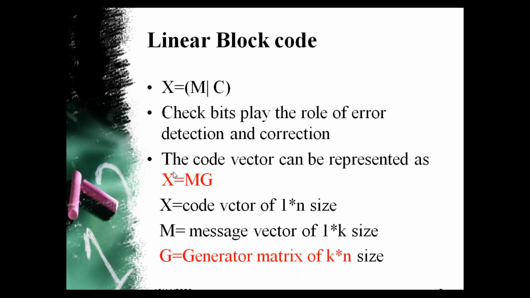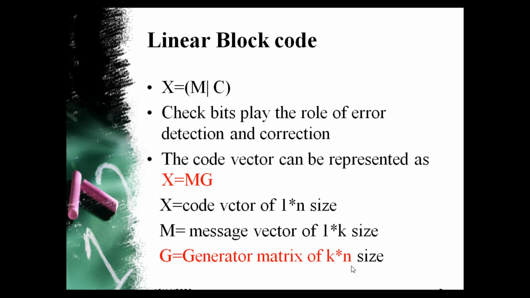Anyway, X equal to M into G: the code word can be obtained by multiplying the message matrix with the generator matrix. The message is represented as a row matrix. X is the code vector of size 1 by n. The message is of size 1 by k. Then the generator matrix has the order k by n.